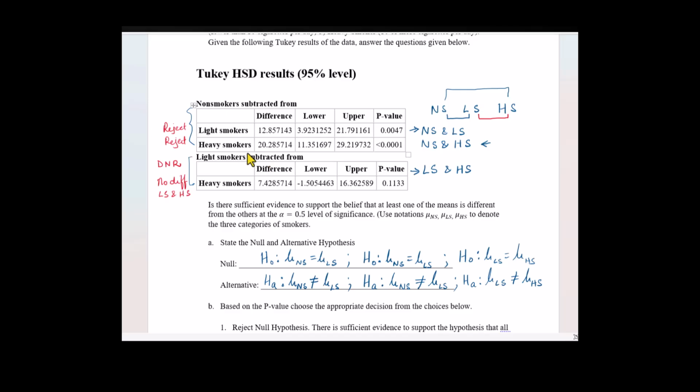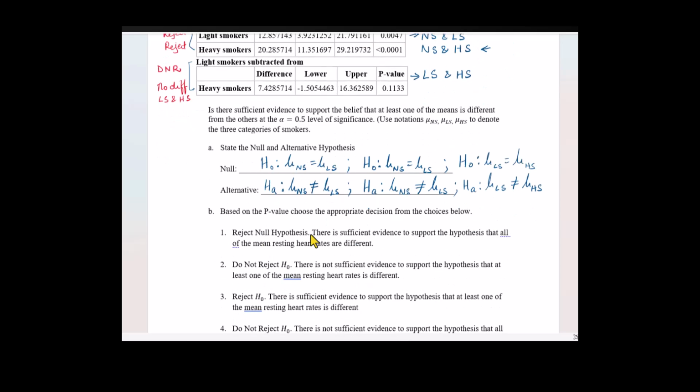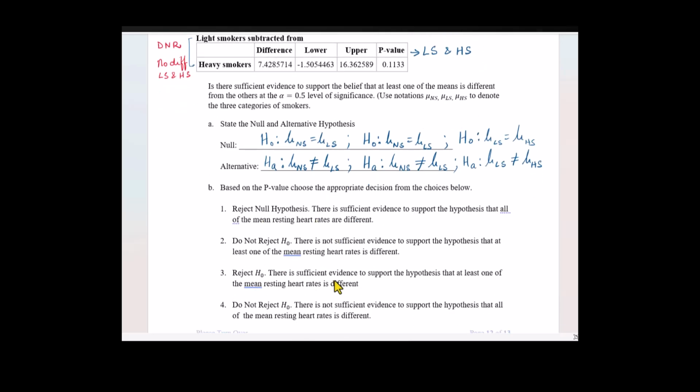So based on that, now that we know that the null hypothesis should be rejected, the overall null hypothesis for the ANOVA, let's see which one we are going to choose. So the two options that we will have to consider, the ones with reject in it, correct? Reject null hypothesis. So that's number 1 and number 3. Let me circle these here. All right, so this one here and this one here.